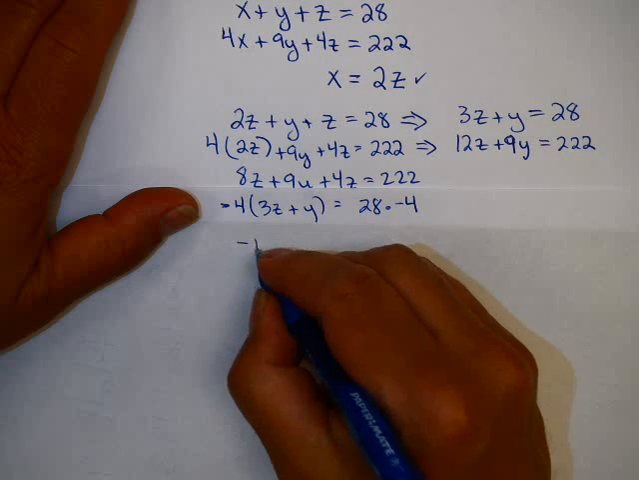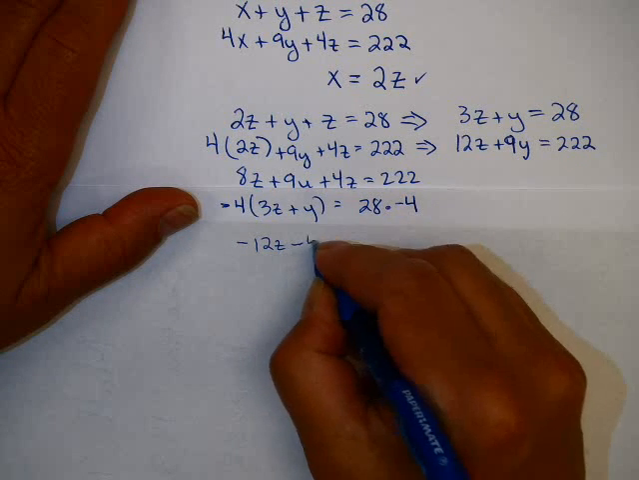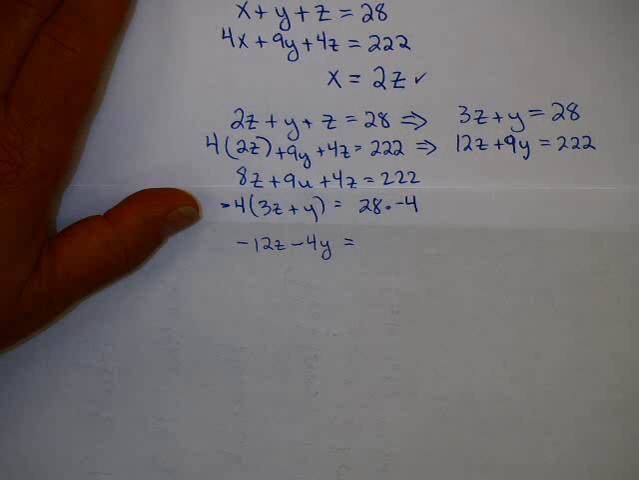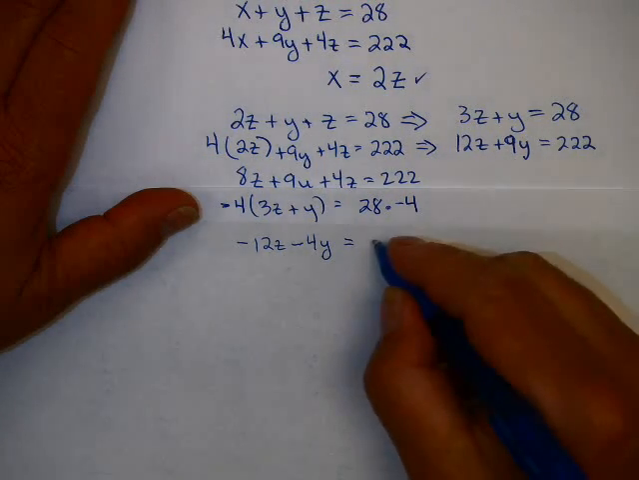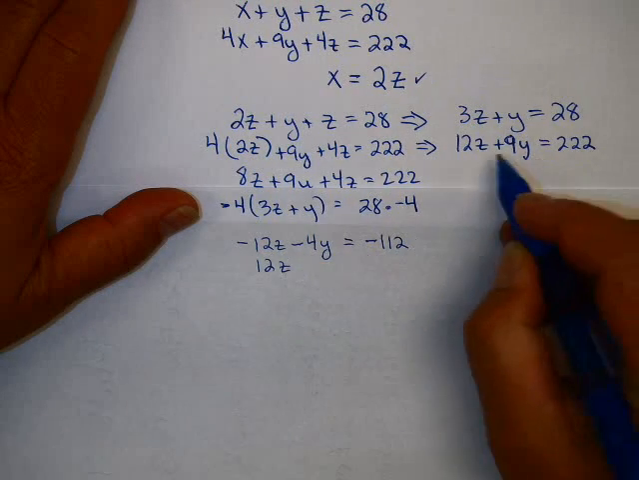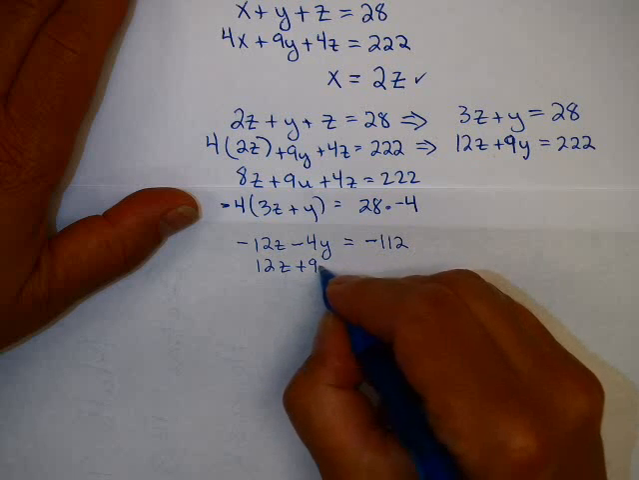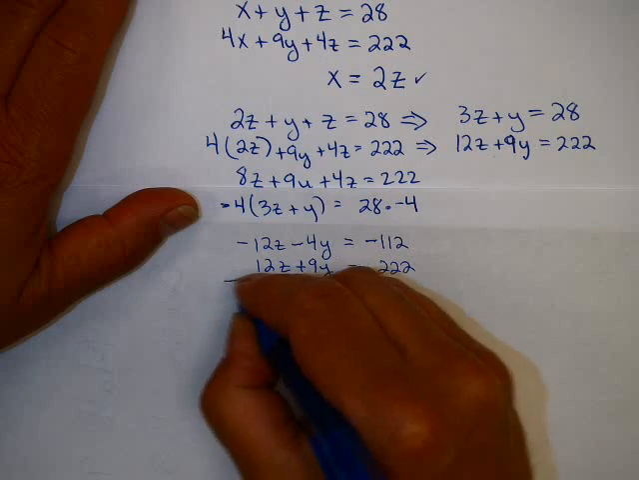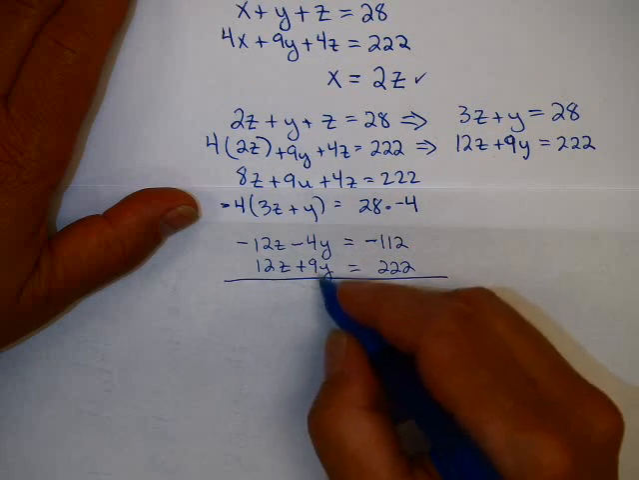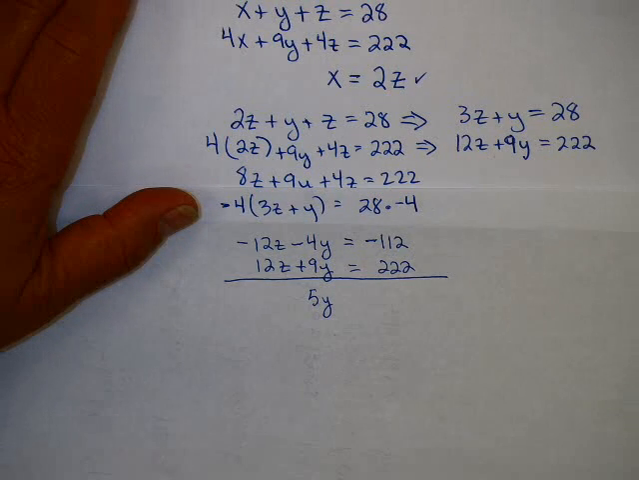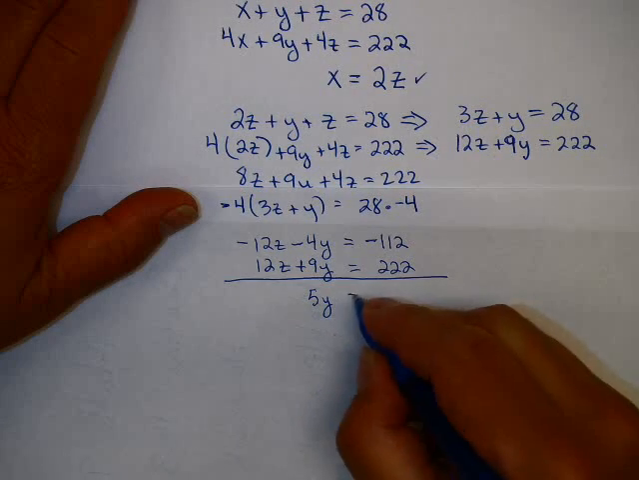That will give me minus 12z minus 4y equals 28 times 4. 28 times 4 is going to give me 112, so that's negative 112. And I'll write this next equation, 12z plus 9y equals 222. Now I'm just going to add these two together. That cancels out the z's. This gives me 5y equals 222 minus 112, which is 110.